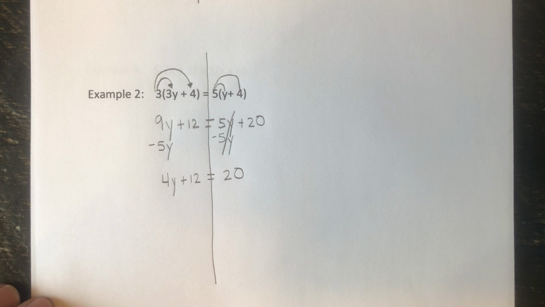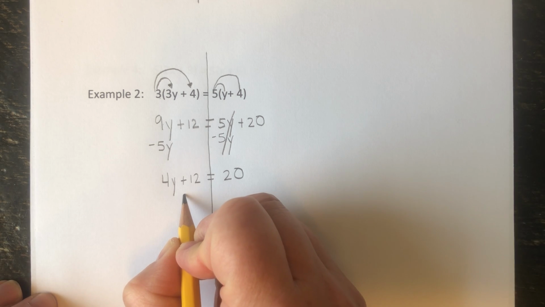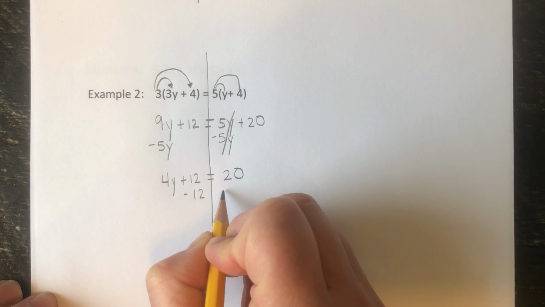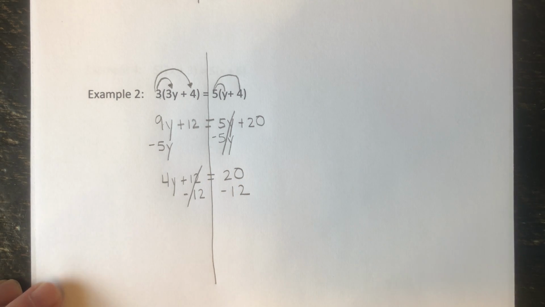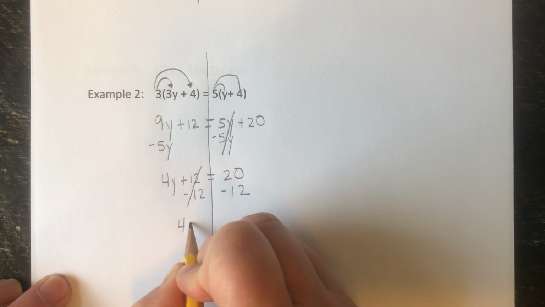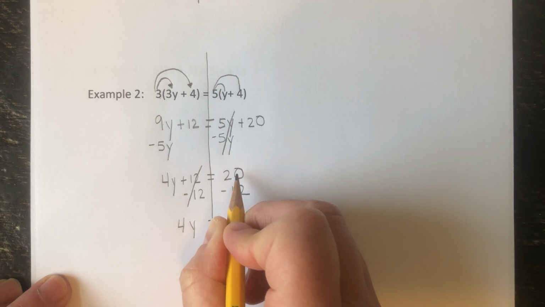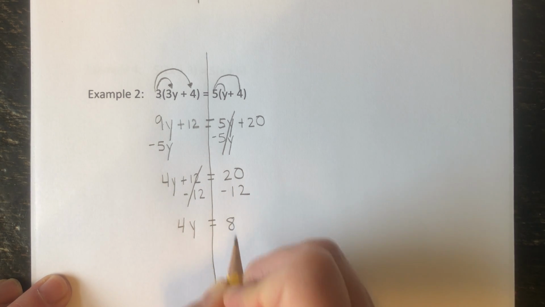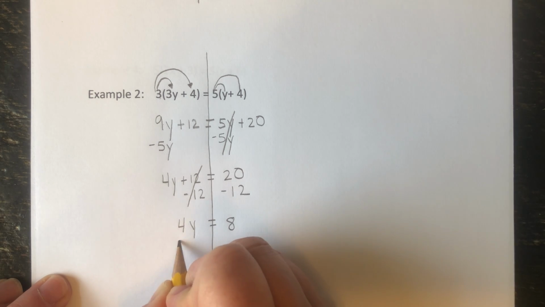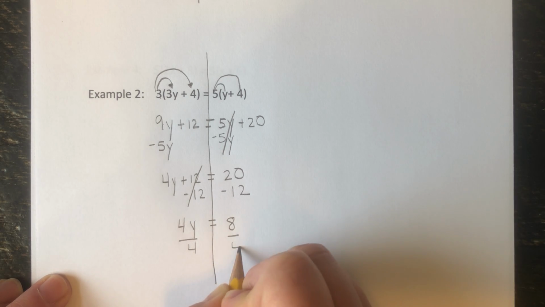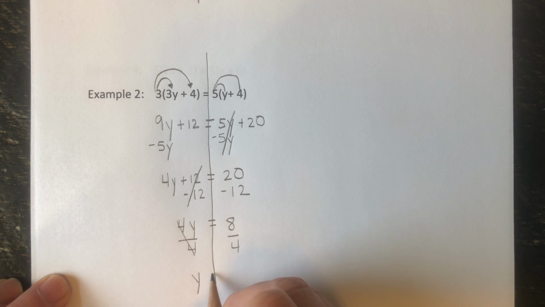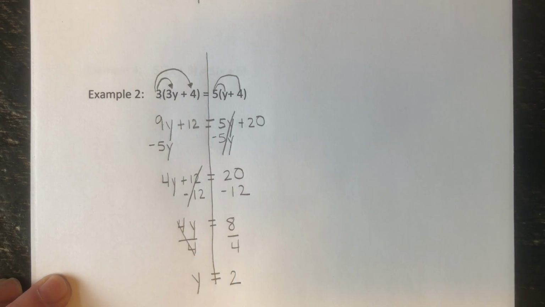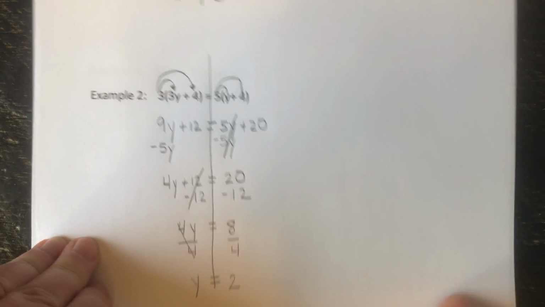Again, a 2-step equation. You're going to get rid of the 12 by subtracting on each side. My 12's will cancel here. I'm left with 4y equals 20 minus 12 is 8. And I divide by 4 on each side. My 4's will cancel. And I'm left with y equals 8 divided by 4 is 2. Okay, I'm going to show you 2 more examples here.